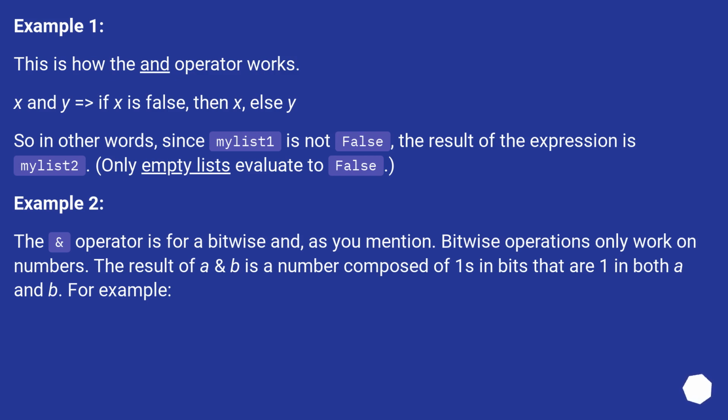Example 1. This is how the and operator works. X and Y equals, if X is false, then X, else Y. So in other words, since [-1] is not false, the result of the expression is [-2]. Only empty lists evaluate to false.